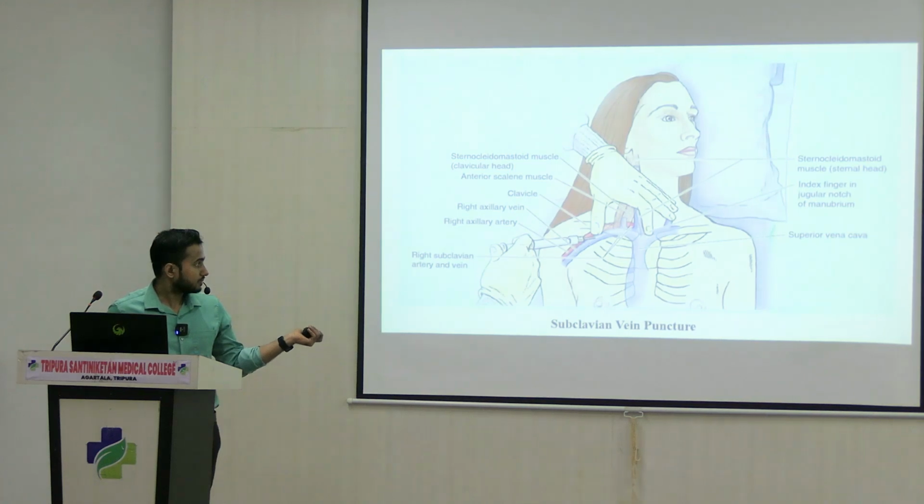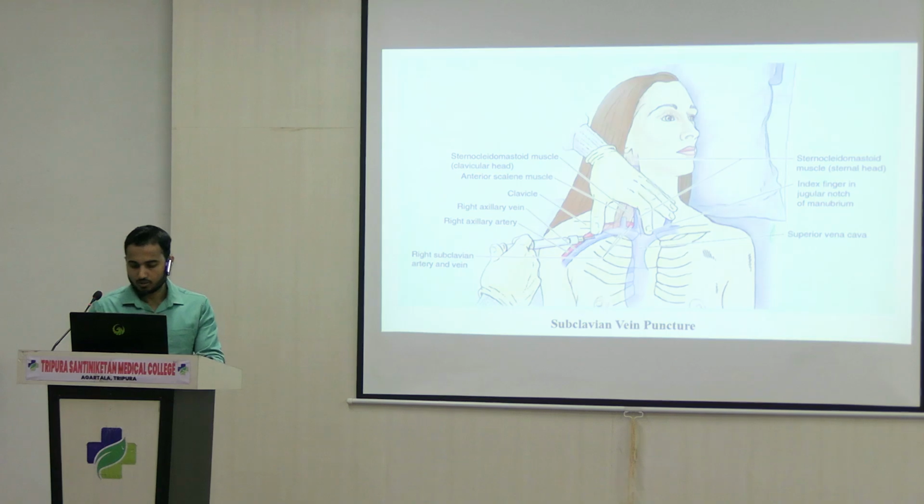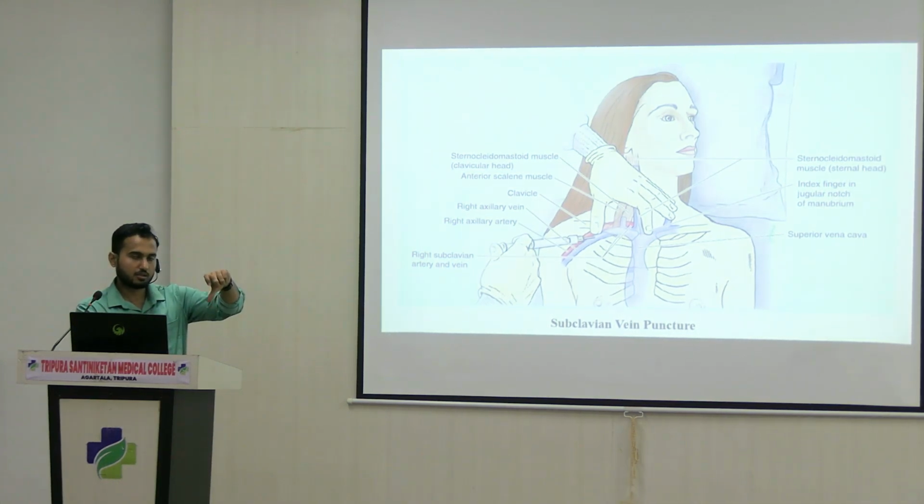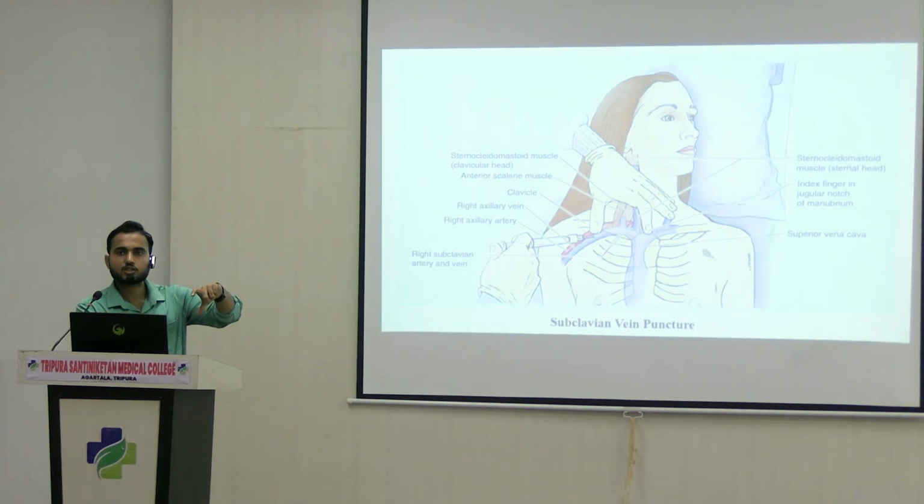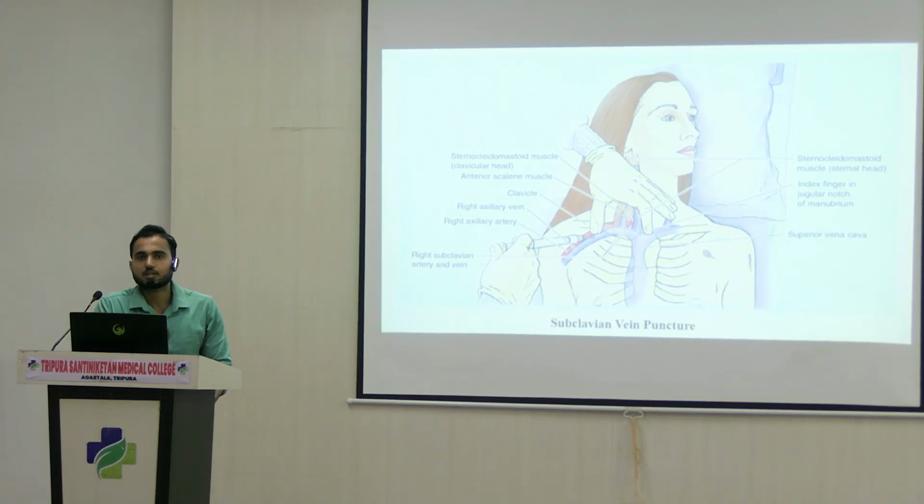Now let me show you the diagram. So here you can see the subclavian vein puncture. Okay. Now in the subclavian vein puncture, can you see the thumb? Everyone please focus on the diagram. I hope you can see the thumb. The thumb you will place on the middle of the clavicle and index finger in the jugular notch. Okay, and then where the needle is inserted, the skin below the thumb, and what is the direction? Towards the index finger, as you can see in the diagram. Okay, this is how the needle is inserted into the subclavian vein.